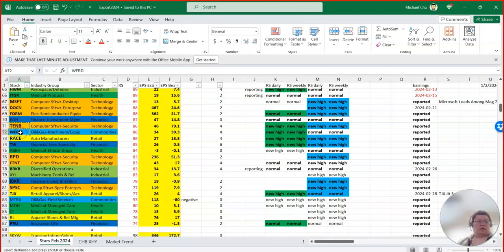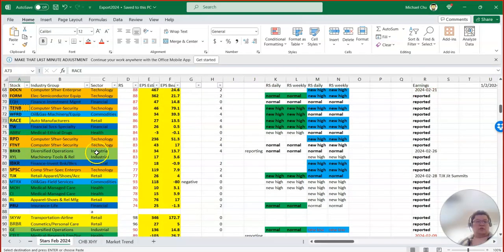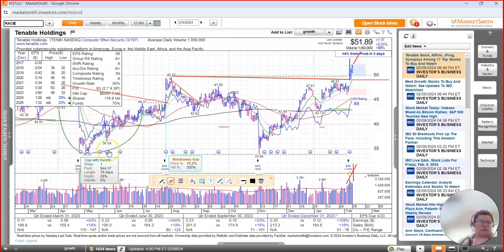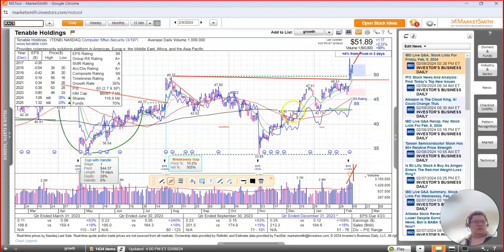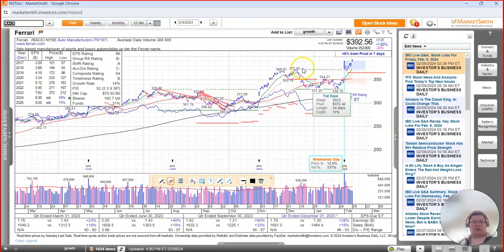And we have Weatherford we already talked about. Race is also starting to move. I like this stock. I've made money many times on this stock. Now it's moving again. Here's the base. It broke out on earnings, and then it pulled back ever so slightly, and it didn't touch the 10-day, and look at where the 10-day slope is now. It's really strong.